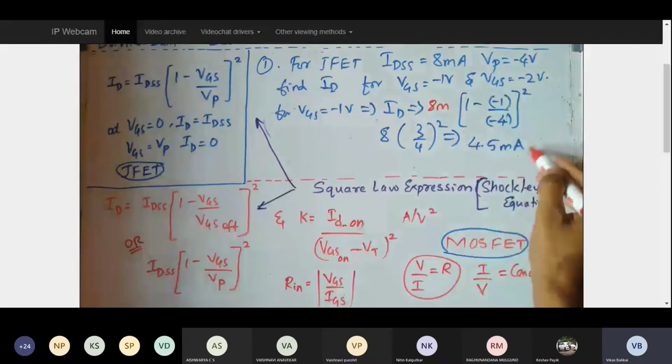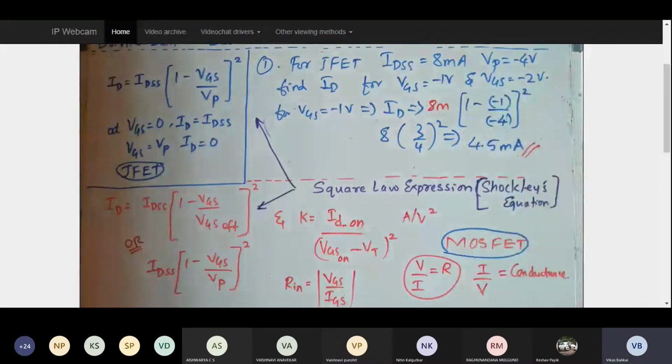So let us not worry about units, and you can just keep at the end what is the unit. But you should not forget the units. If there are no units, you will lose 1 mark. So that is for sure. So do not lose unnecessary marks. So this is for VGS equal to 1 volt.